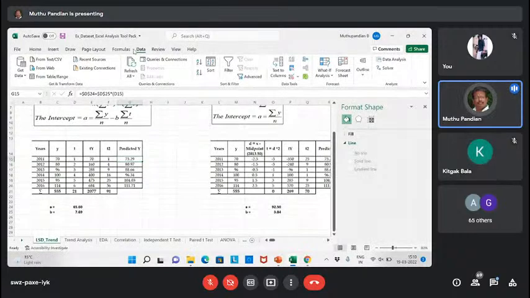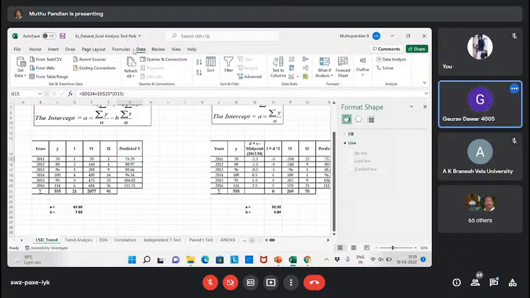Any questions so far in the trend analysis? Got to the point: how to get the trend line, how to get the R squared, the predicted equation and that kind of thing. Sir, please repeat prediction one more time.